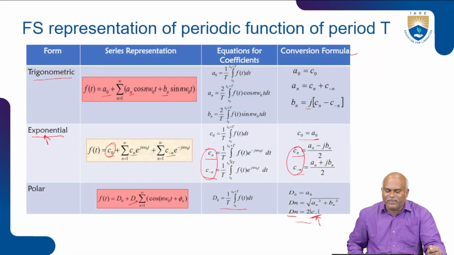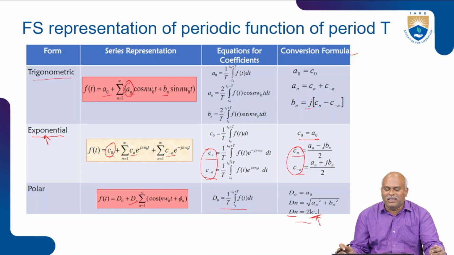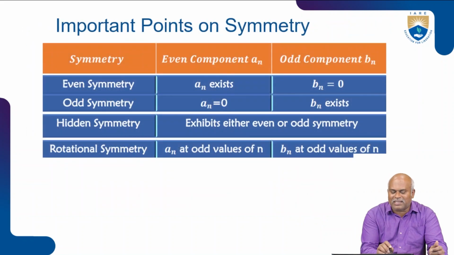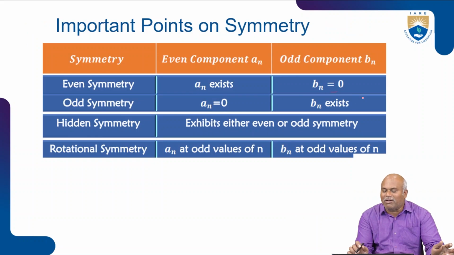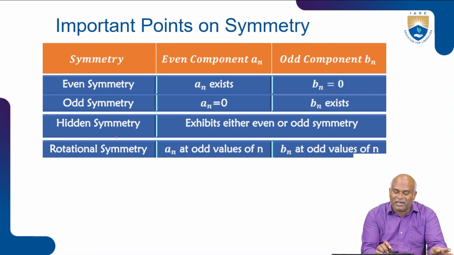Then you see here, if you have an even signal, only A of n is present for the trigonometric Fourier series. The remaining terms will be 0. So an even signal is represented with only A of n present, and B of n is not present. We take the trigonometric series as the example.